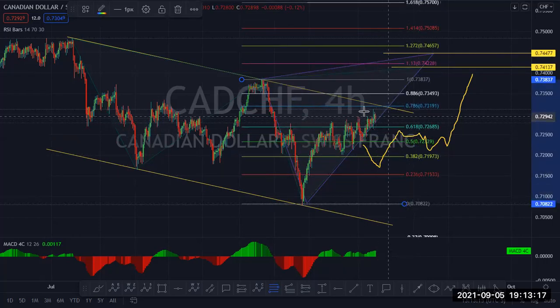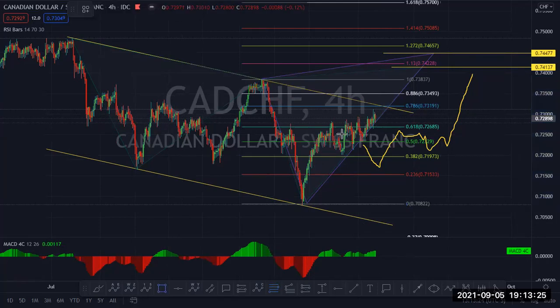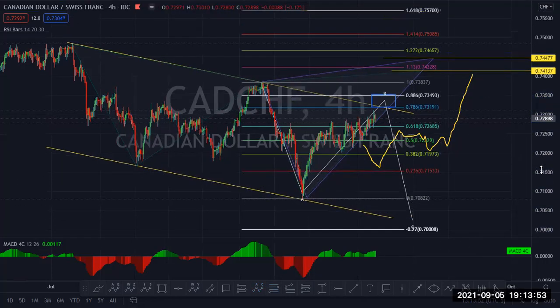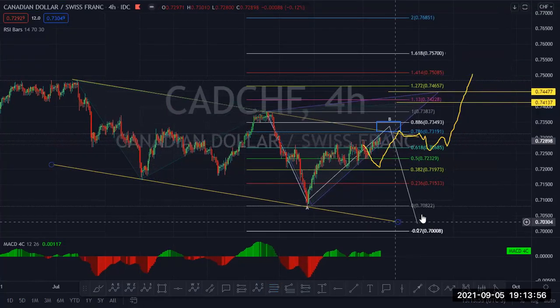This very place is a reversal area. 68.1 has been broken. Let me put a blue box there. Between 88.6 and 78.6 is a reversal zone. So watch closely what is happening here, because the possibility of ABC is there. That is an A, B, C. So we can come back to this lower channel.